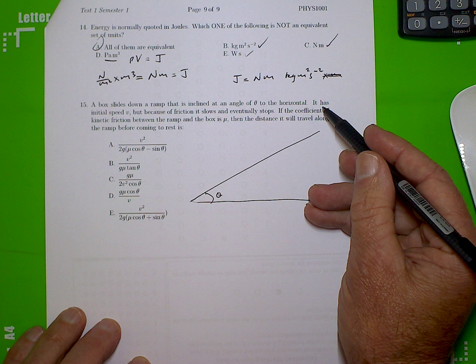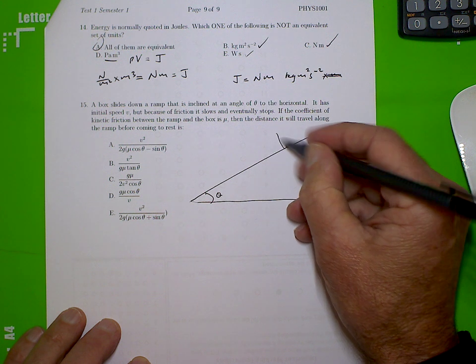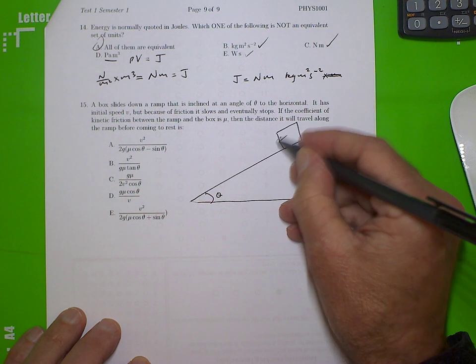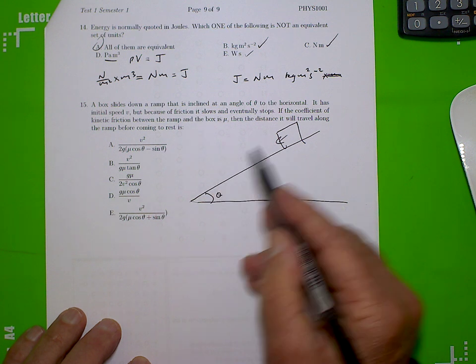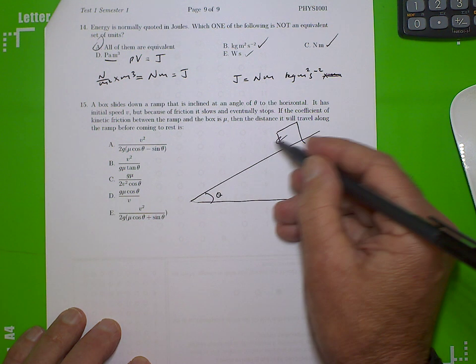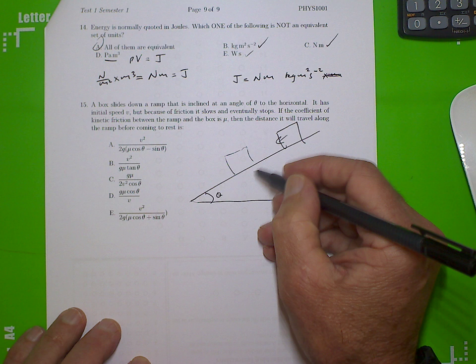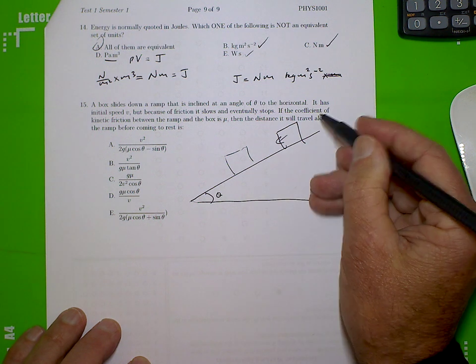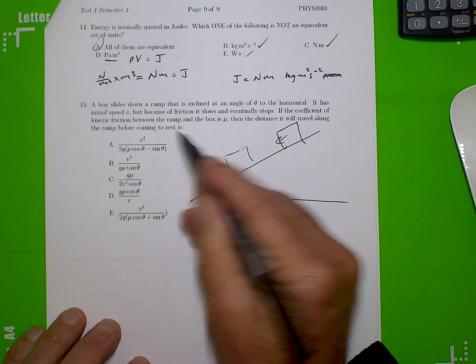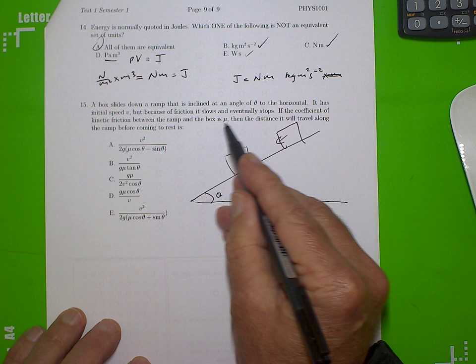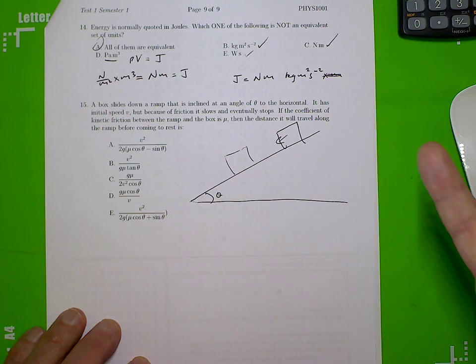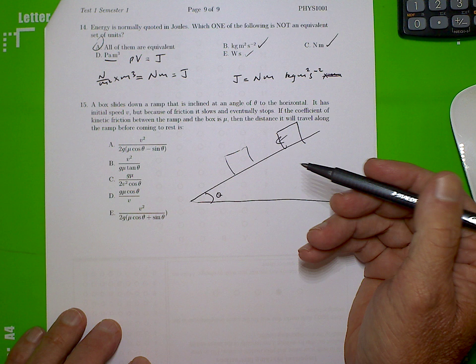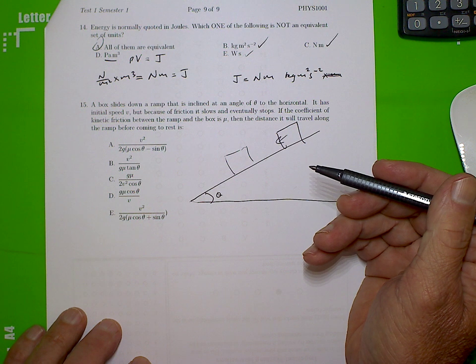A box slides down a ramp, so it's sliding down initially, and because of friction it slows and eventually stops. So after a while it just stops dead. And the question is, if the coefficient of kinetic friction between the ramp and the box is mu, then the distance it will travel along the ramp before coming to rest is, and you've got to try and work it out.